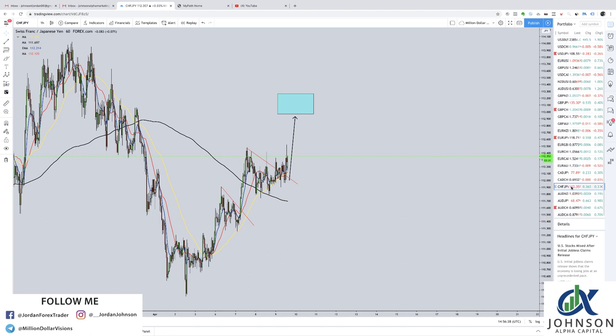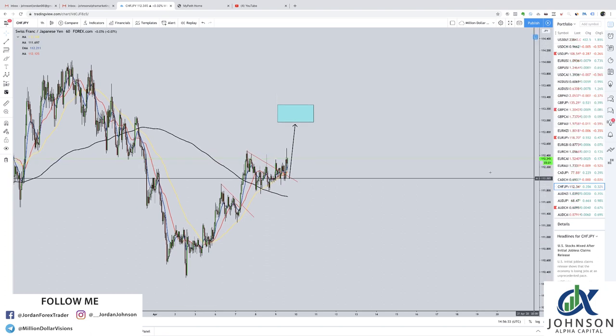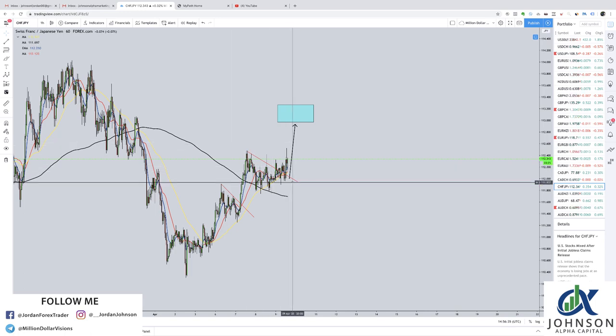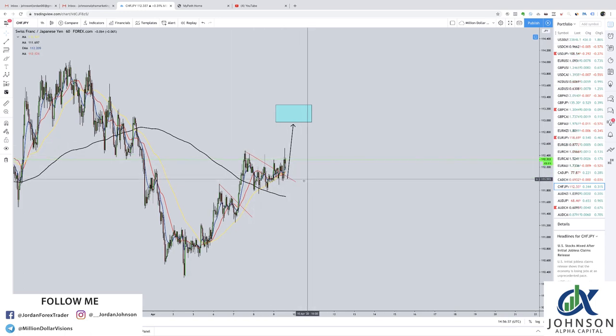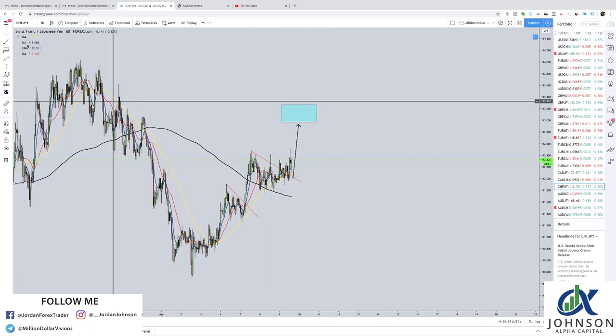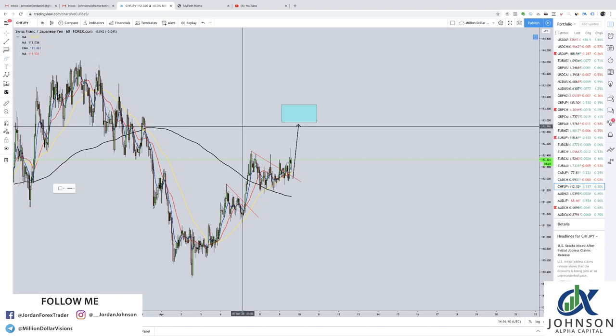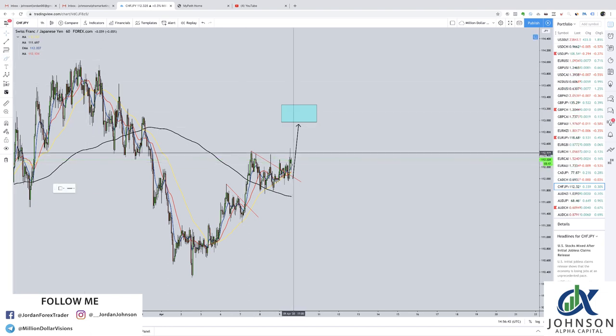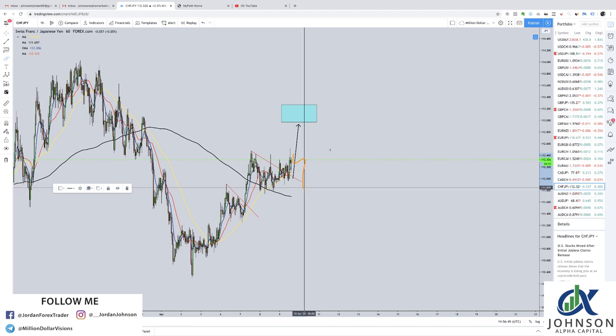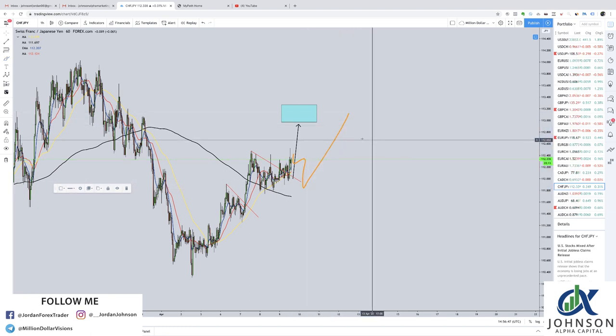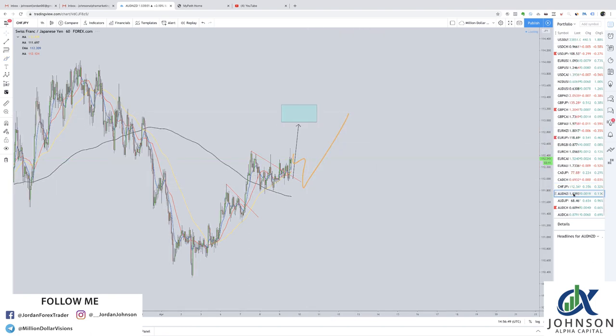Swiss yen. I was in this Swiss yen. I manually closed this one for break even. Great break of the flag. I mean, it's checked just about all the boxes for this to go. Like I said, I do think we're gonna get one more move down before we go up in the yen pairs.